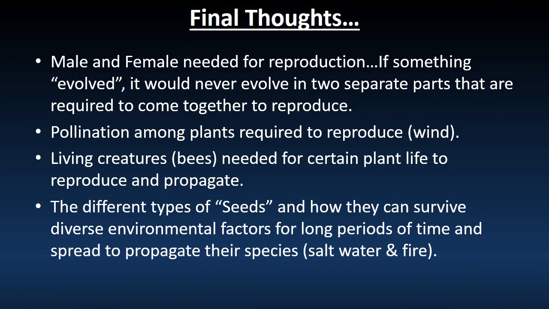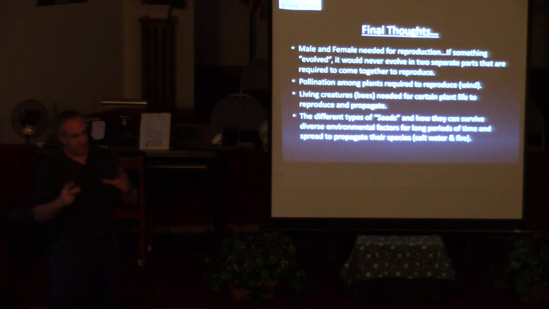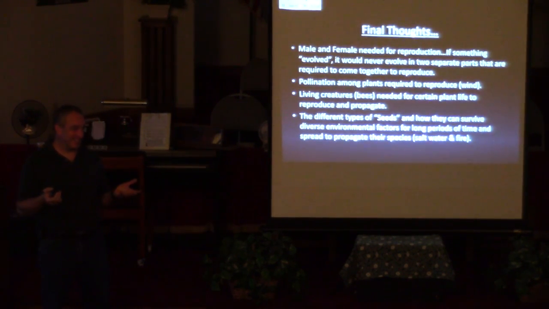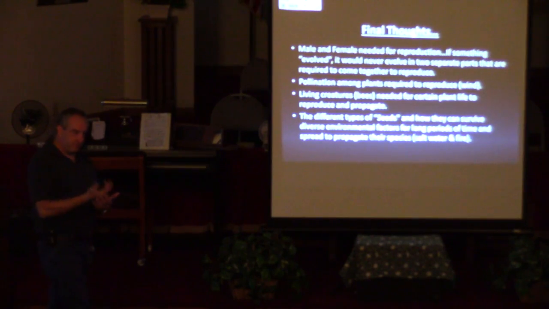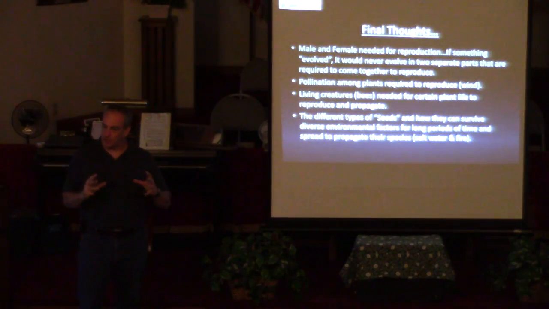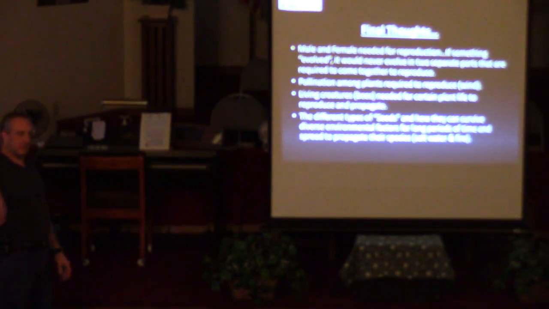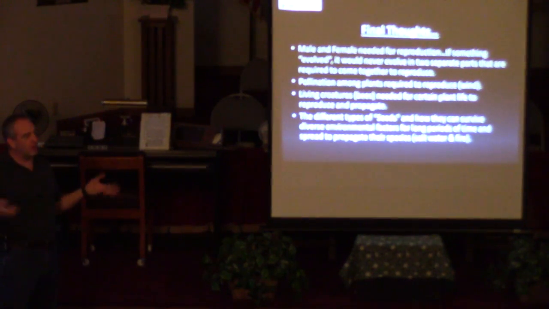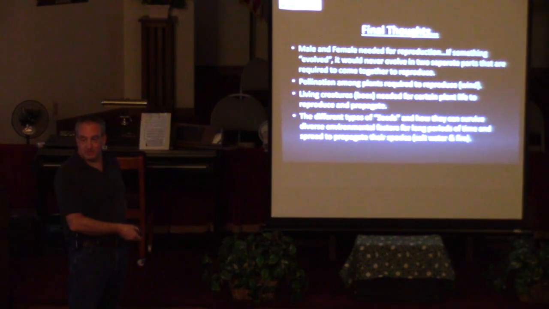Different types of seeds and how they can survive diverse environmental factors for such long periods of time and spread and propagate their species. Coconuts, for example. Has anybody ever tried to open up a coconut? It's mind-boggling, that seed and what's going on there. It has its own food inside of it. It's got an armor-coated shell. It floats. It can be bashed against rocks. It can last for years floating in the salt water. And then with just the right time and place, it can break itself open and grow a palm tree. It's just mind-boggling.